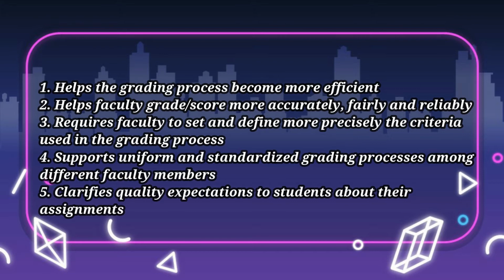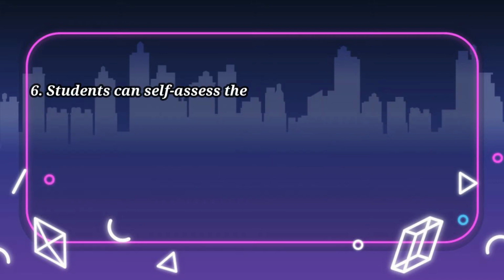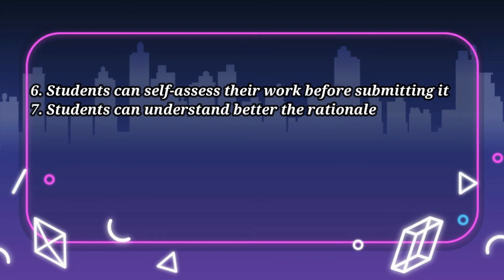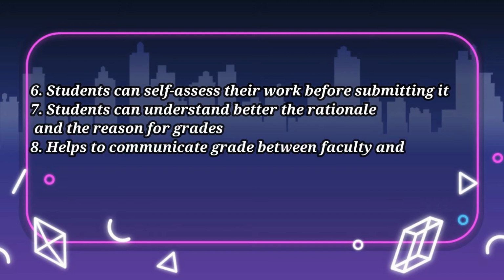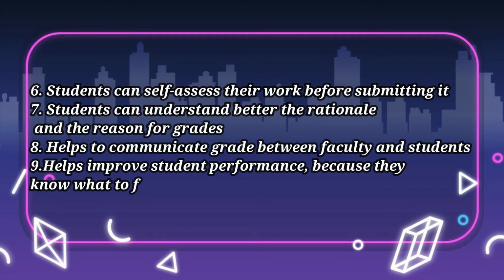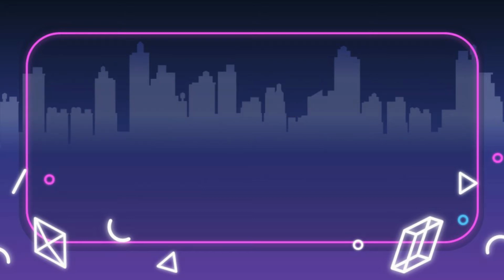Number 5, clarifies quality expectation to students about their assignments. Number 6, students can self-assess their work before submitting it. Number 7, students can understand better the rationale and the reason for grades. Number 8, helps to communicate grade between faculty and students. And lastly, it helps improve students' performance because they know what to focus on.